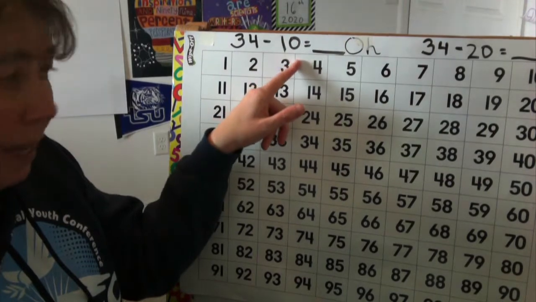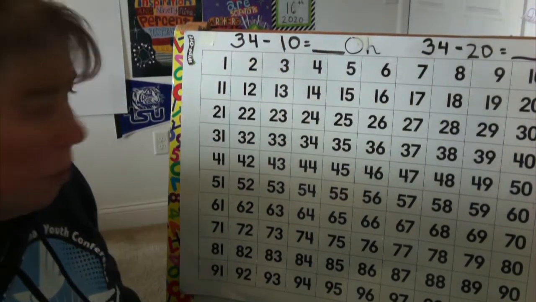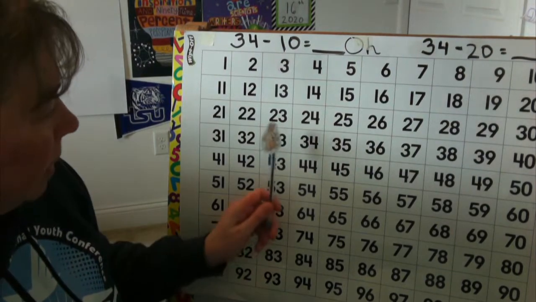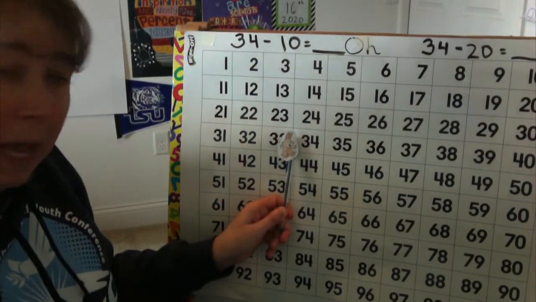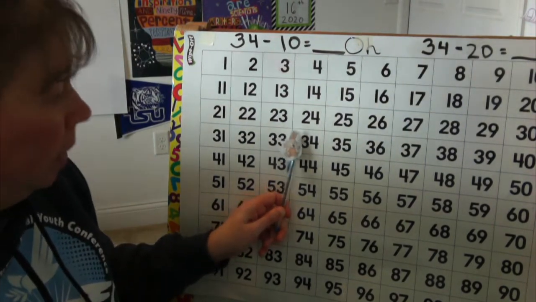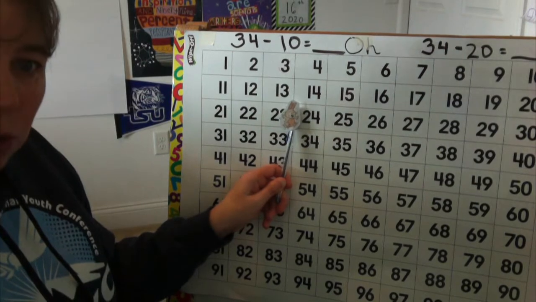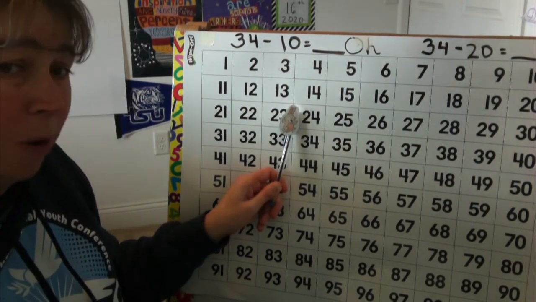34 minus 10 equals, well, let's figure that out. So I'm going to find 34 on my 120 chart. There it is. And now I'm only taking away one group of 10, so I only need to hop up one row. Make one hop and I get 24. 34 minus 10 is 24.